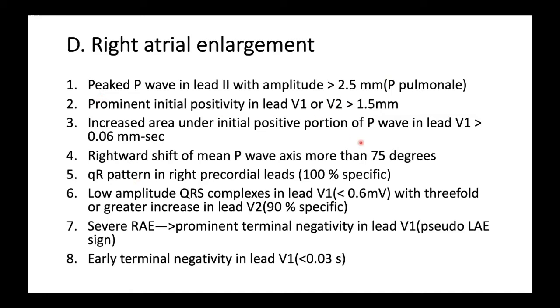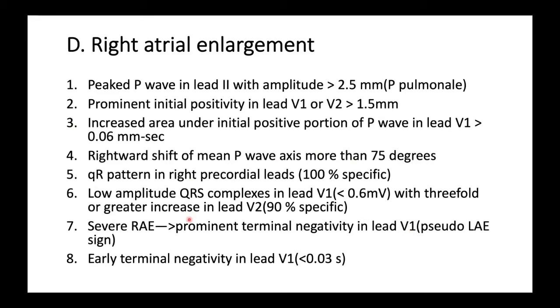Most of the time, we are not able to know the axis of P wave. So we indirectly tell the axis of QRS, because axis of QRS and P wave go simultaneously. But the most important criterion is the qR, which I am telling again and again. Small q, tall R in V1 suggests right atrial enlargement, and that is 100% specific for right atrial enlargement.